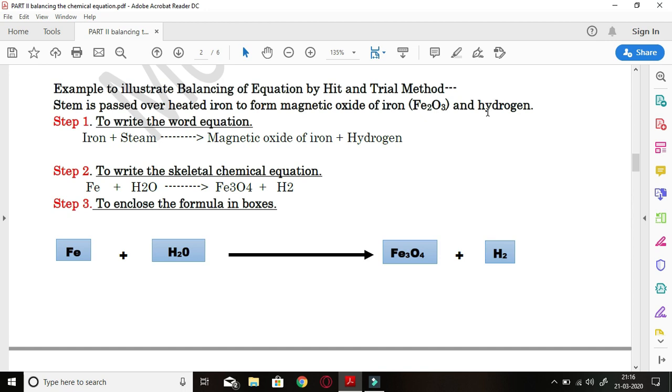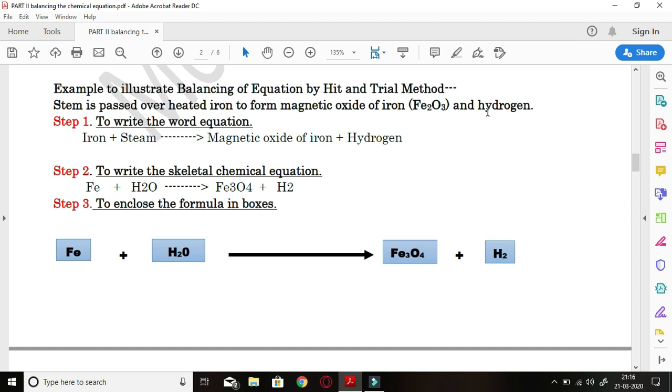Now our step number 2 is to write the skeletal equation of it. Iron Fe, steam is H2O, magnetic oxide of iron is Fe3O4 and hydrogen is H2. This is our step number 2. We have written it in the skeletal form.